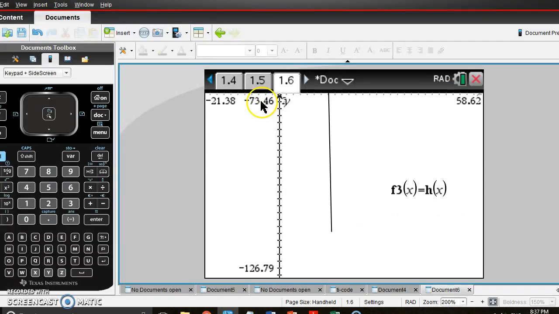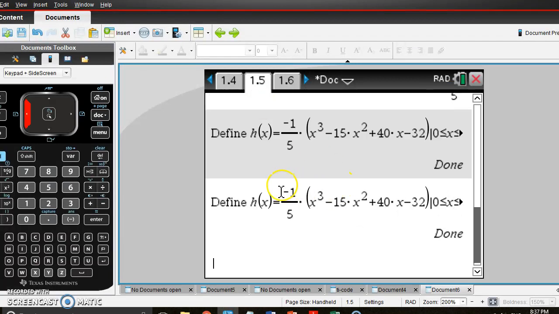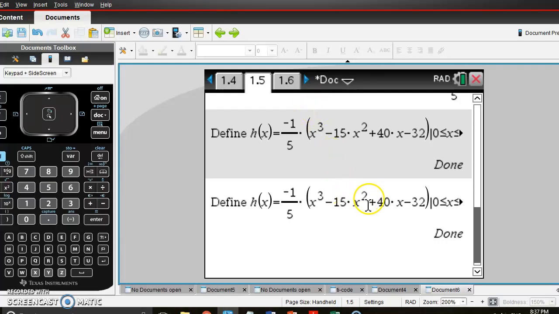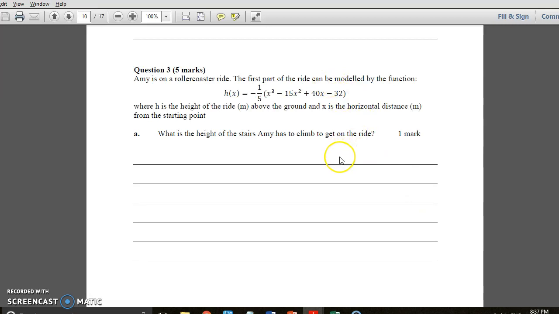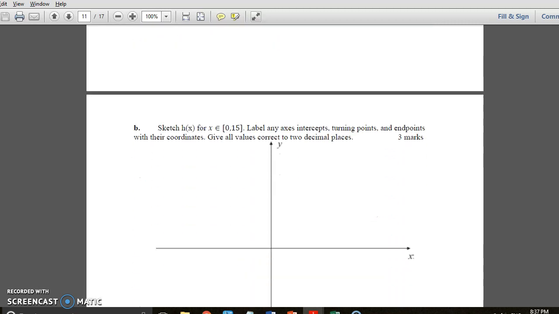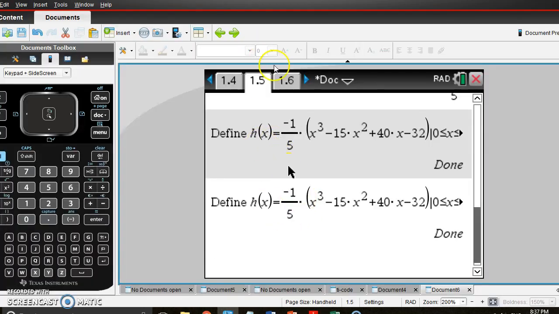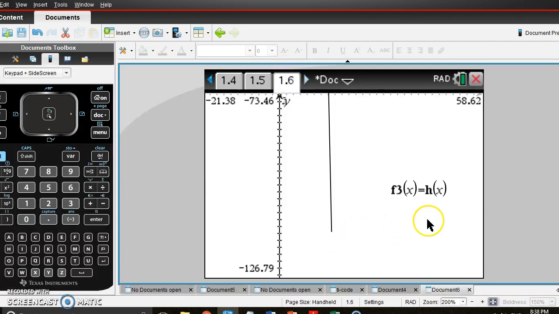Negative 1 over 5, yep. X cubed, 15x squared, 40x, minus 32. Oh, it's a ride that goes 100 meters underground. I don't know, but then you'd be graphing that. It tells you now to label any axis intercepts, turning points, and endpoints. So we've already got one endpoint, and we know the other endpoint happens at 15.